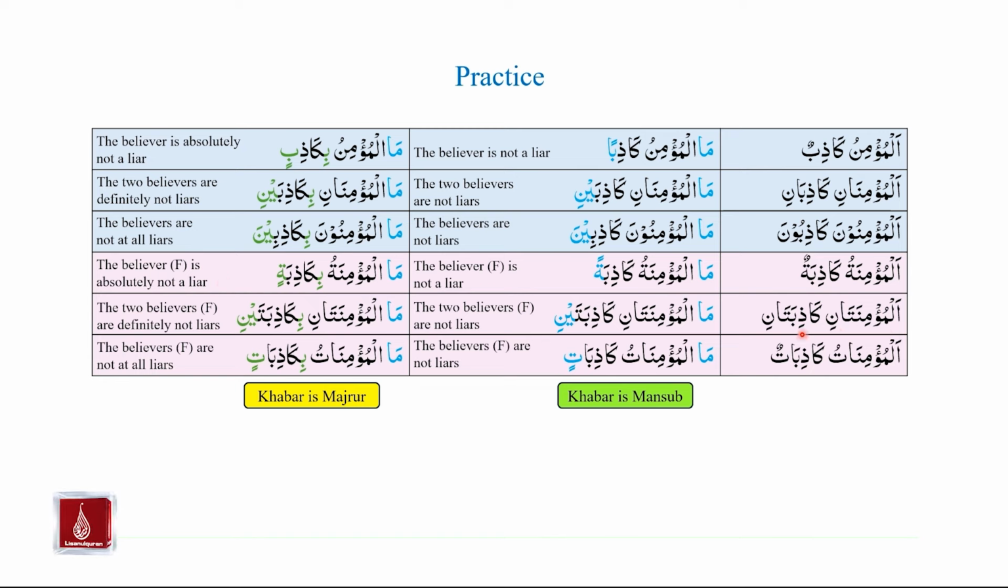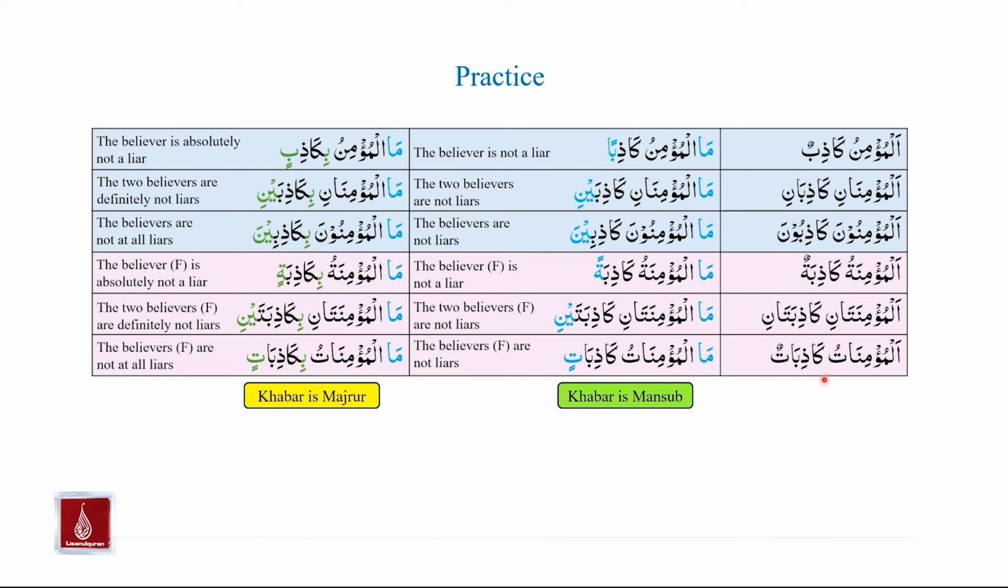Al-mu'minatani kazibatani. Mal-mu'minatani kazibataini. The two believers that are feminine are not liars. Mal-mu'minatani bikazibataini. The two believers that are feminine are definitely not liars.